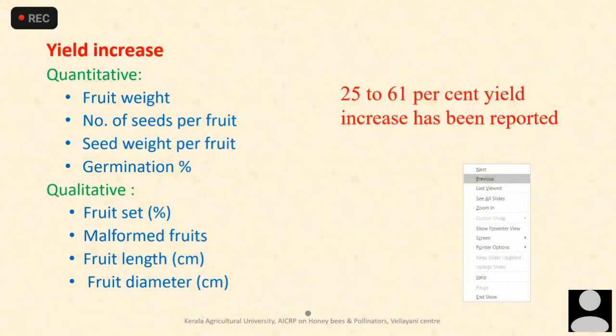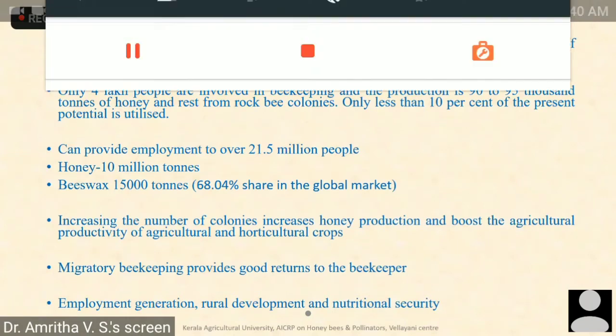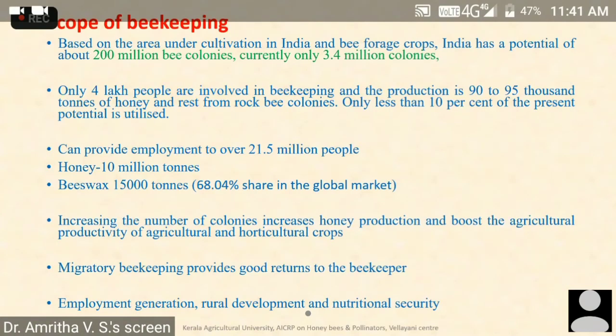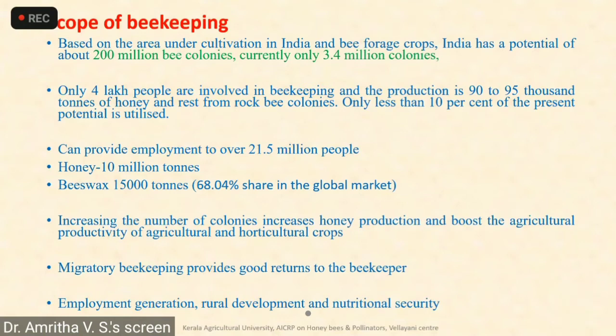Through the area under cultivation in India, there is a potential of about 200 million bee colonies. But we are now using only 34 lakh colonies, that is 3.4 million. So we have the potential, and we have to develop it. There is a vast gap for more development. Only 4 lakh people are involved in beekeeping, and we are producing nearly 90 to 95,000 tons of honey, and the rest we are getting from the rock bee colonies, and the potential is not utilized.